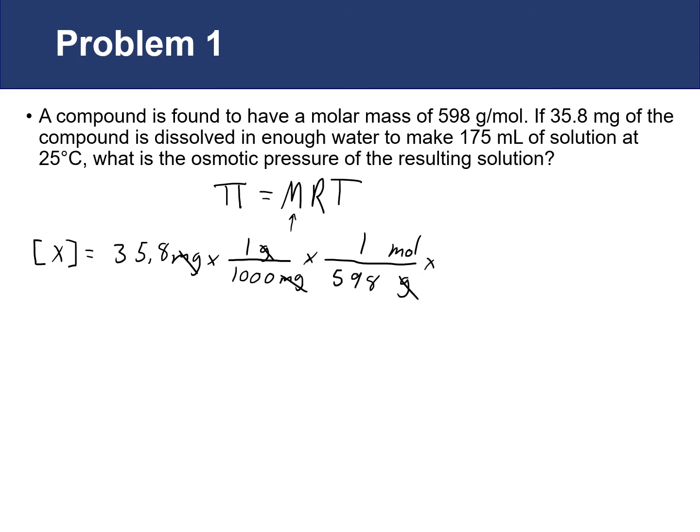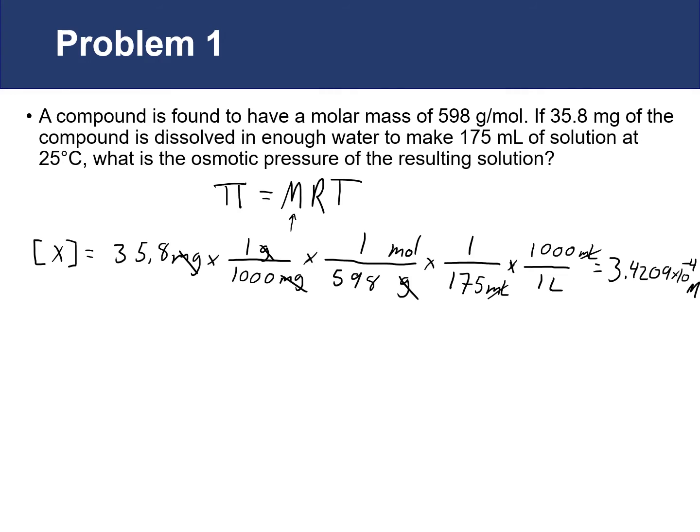Now what we can do to find our molarity, we need to divide by volume. 1 over 175 milliliters, convert that into liters. 1,000 milliliters is 1 liter. Milliliters cancel out. The units that we're left with are moles per liter. If you plug this into your calculator, you'll get 3.4209 times 10 to the negative 4th molar.